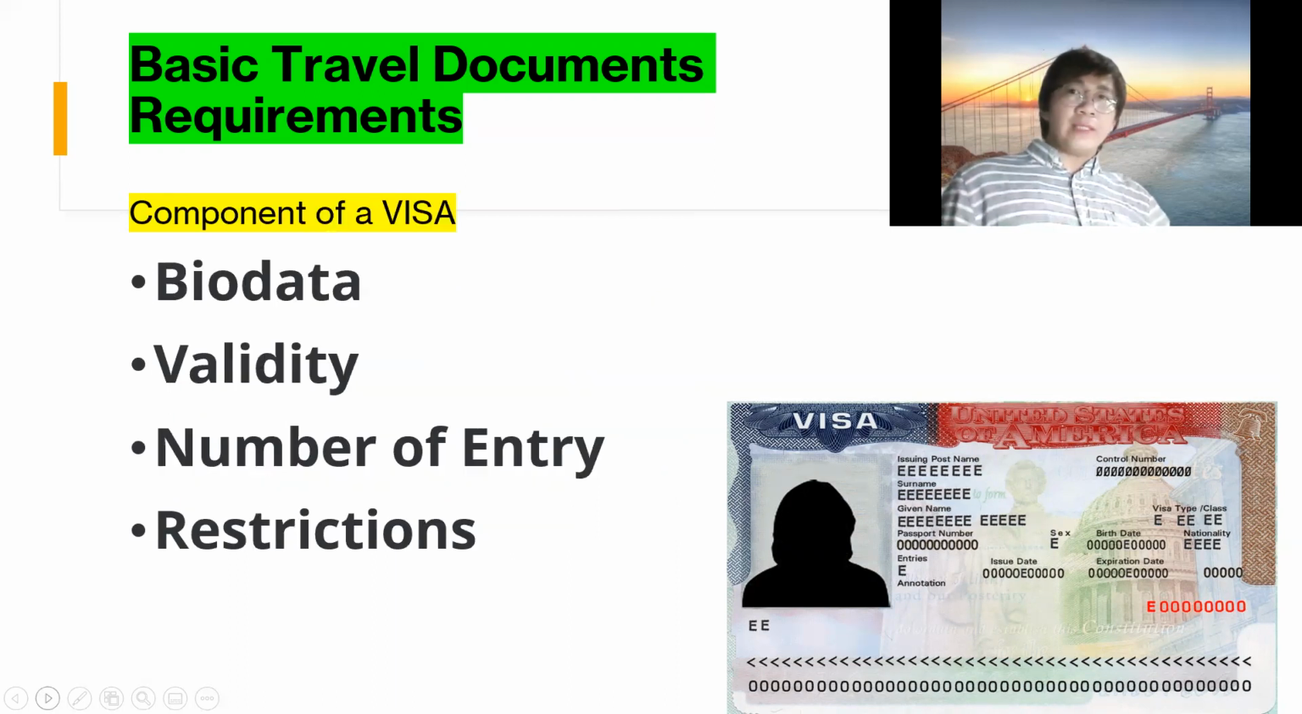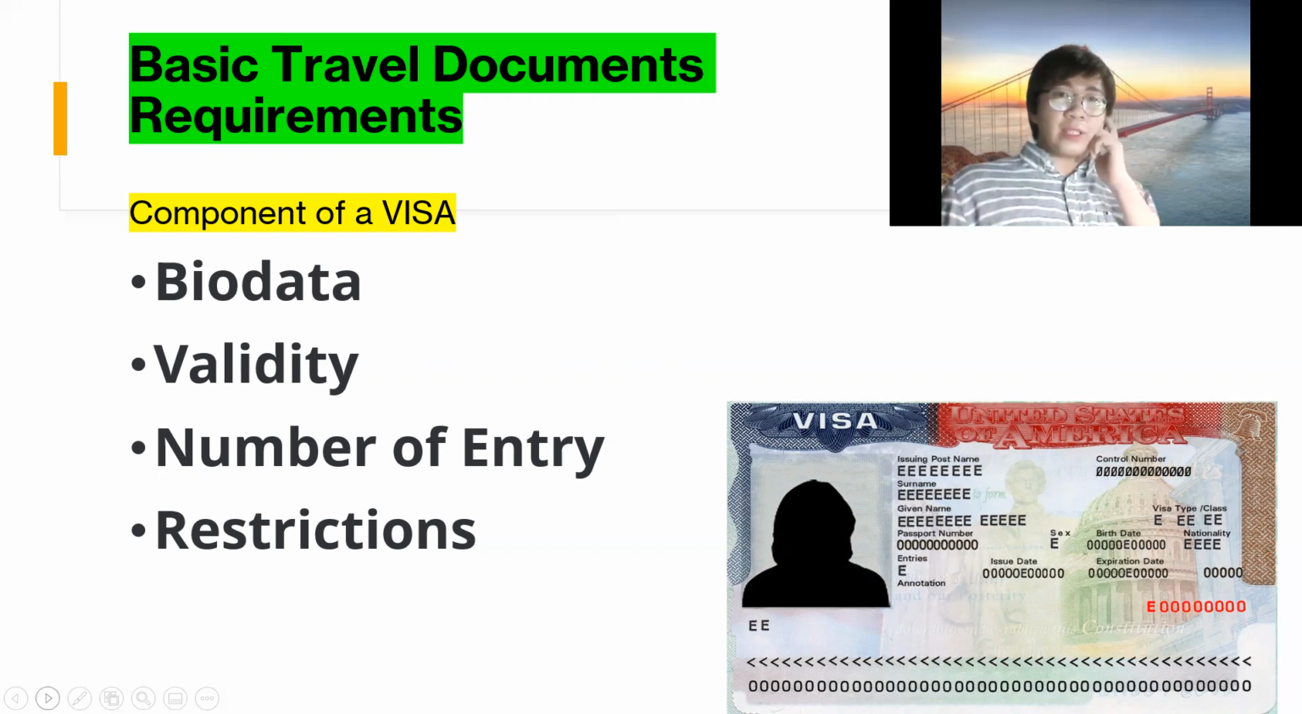A visa contains the following information: a biodata, just like your passport, and of course, it should be the same. Same fingerprint, same retina scan for some cases, same details of your face. Okay. Validity and number of entry. Okay, for number of entry, we have three types. We have single entry, dual entry, and multiple entry. So pag single, isang beses, dual, dalawa. Pag multiple, bahala ka na. So maraming beses.